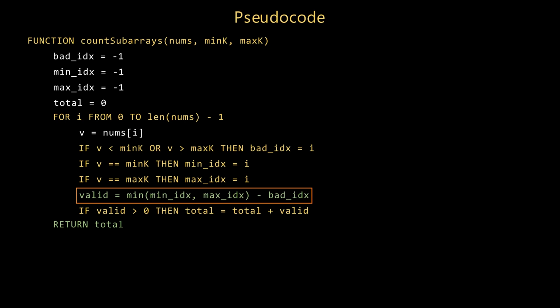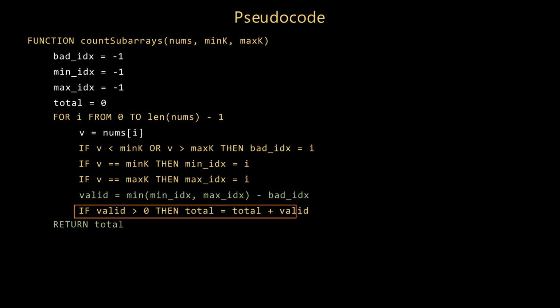valid is the minimum of minIdx and maxIdx minus badIdx. If valid is positive, add it to total. Return total.